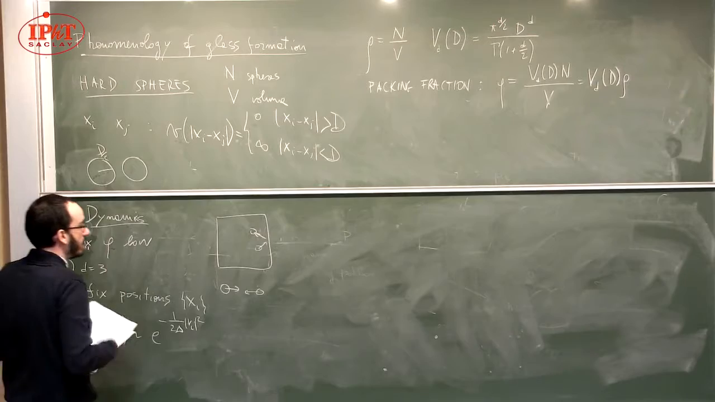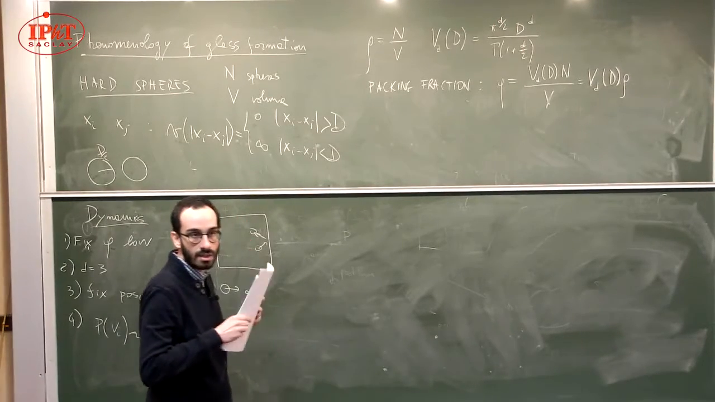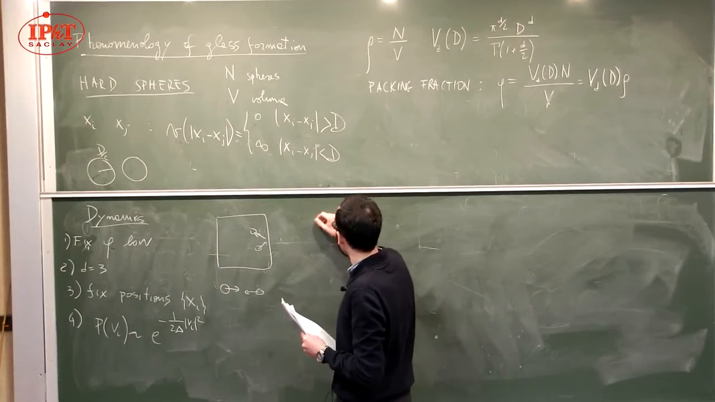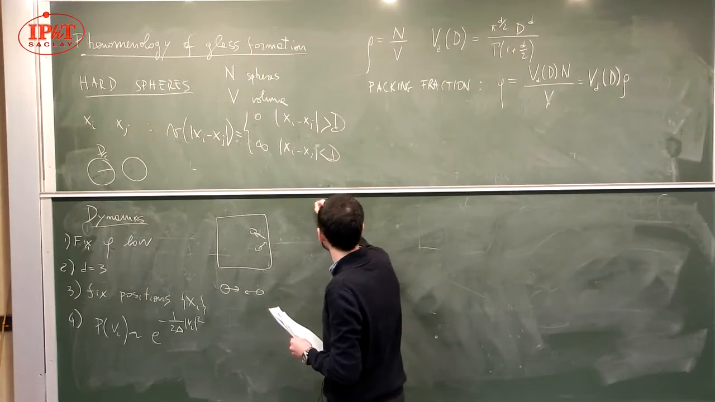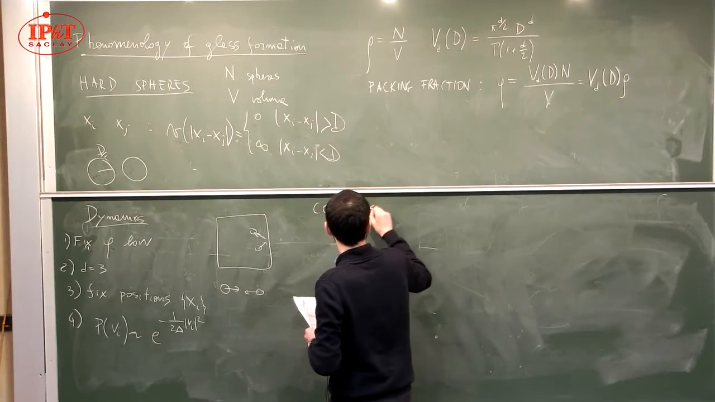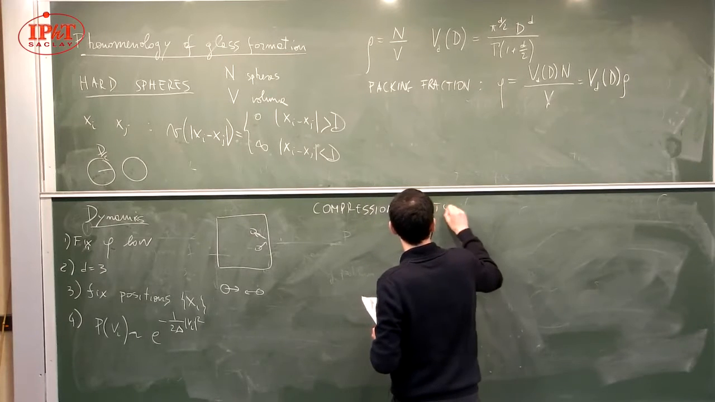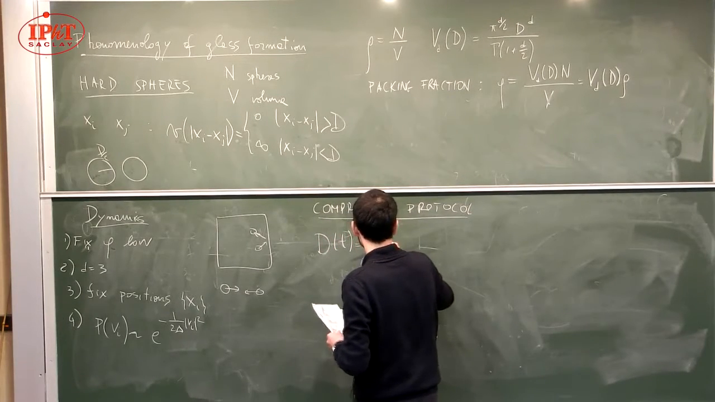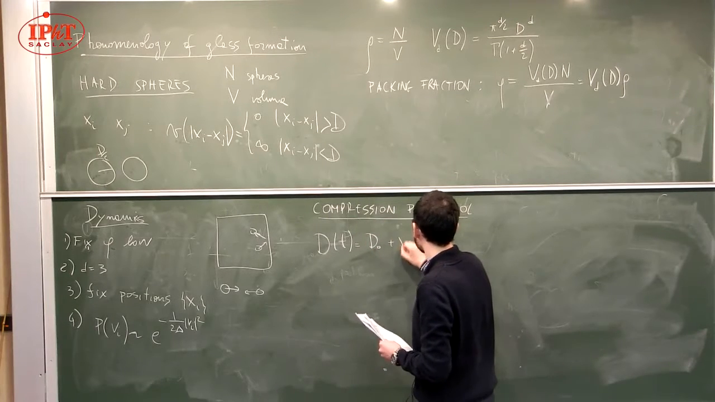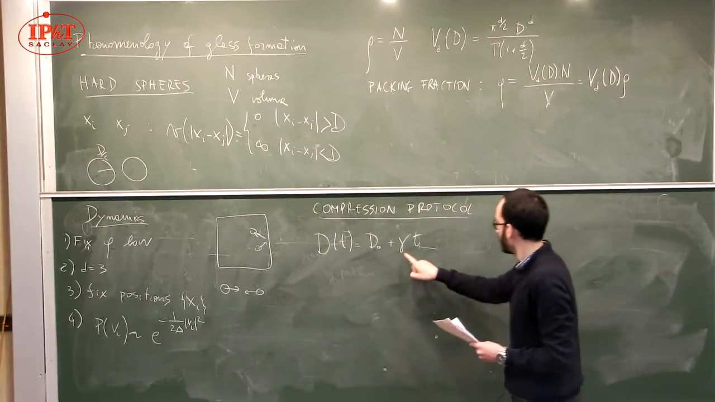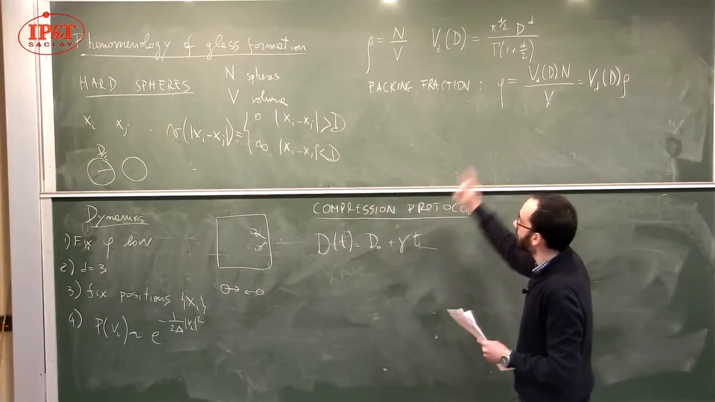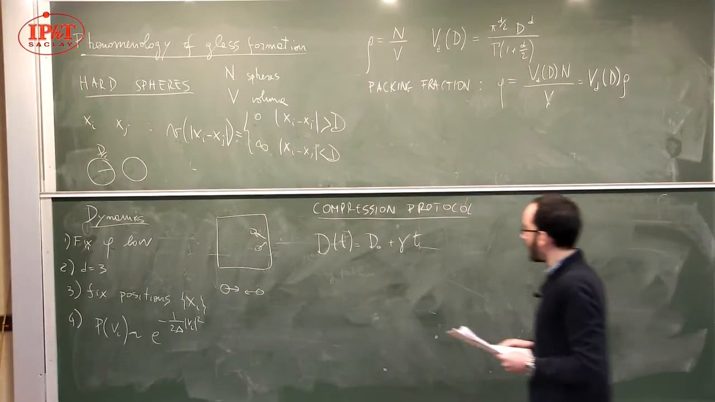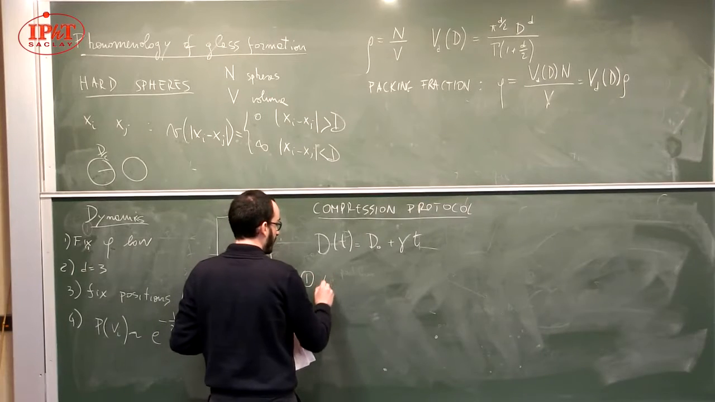So once we have a dynamics, what we can do is to study what happens when you do a compression. So you start from a given diameter of the spheres, and then you increase the diameter, for example. So the diameter at time t will be the initial diameter plus some compression rate gamma times the time. So this gamma is not the strain that I defined before. It's completely another quantity. Okay. And so what I would like to do is to first study the adiabatic compression protocol.